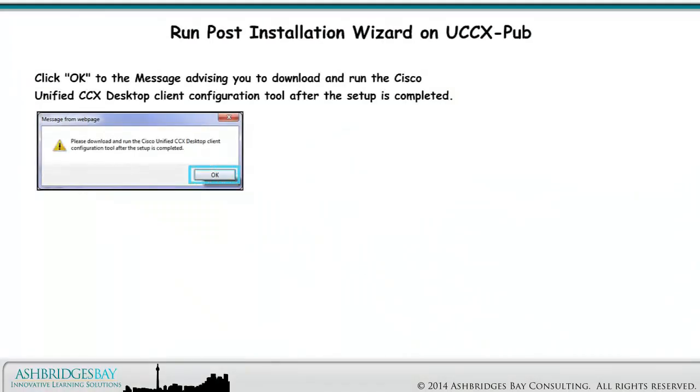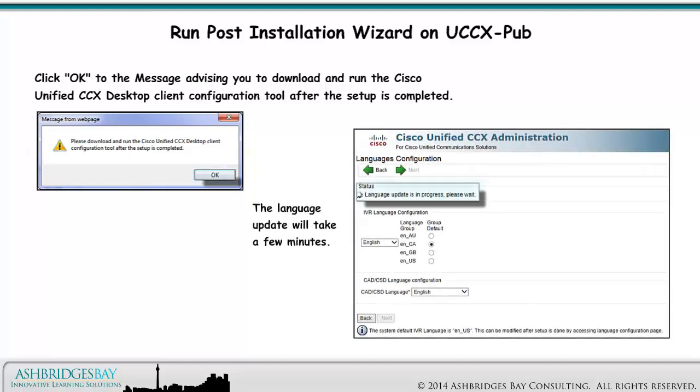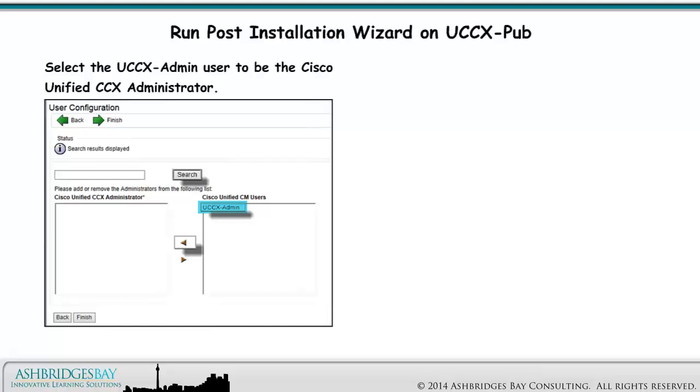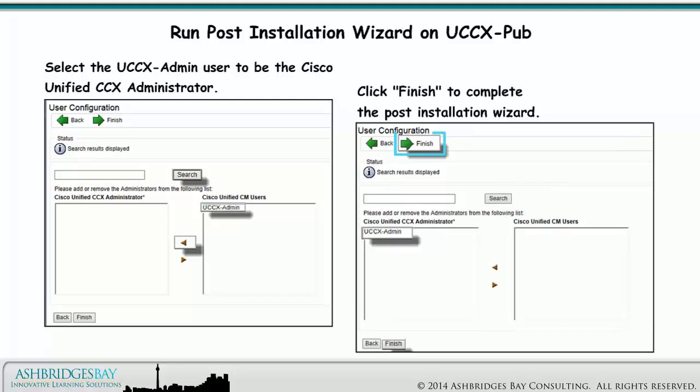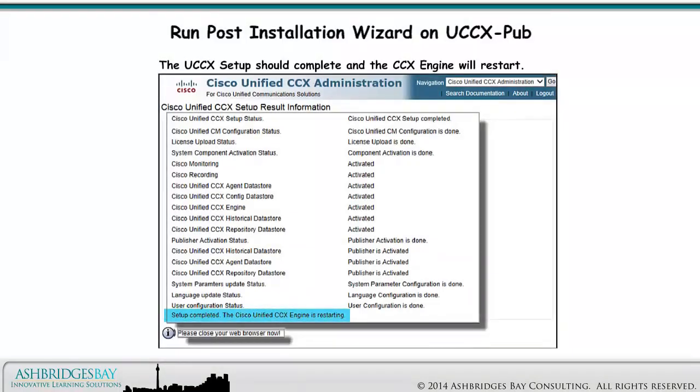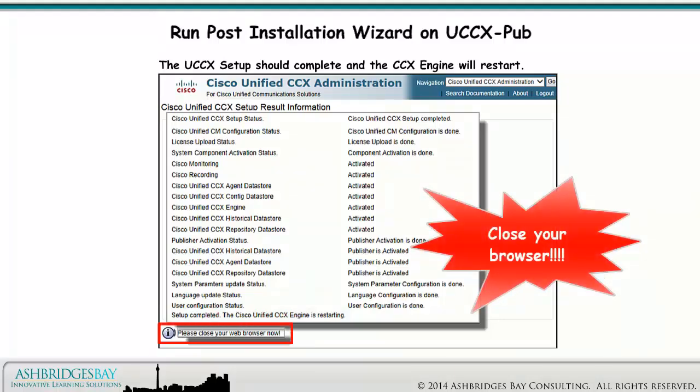Click OK to the message advising you to download and run the Cisco Unified CCX Desktop Client Configuration Tool after the setup has completed. The language update will take a few minutes. Select the UCCX admin user to be the Cisco Unified CCX administrator. Click Finish to complete the post-installation wizard. The UCCX setup should complete and the CCX engine will restart. Close your web browser.